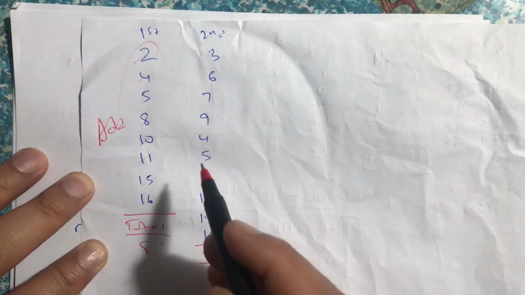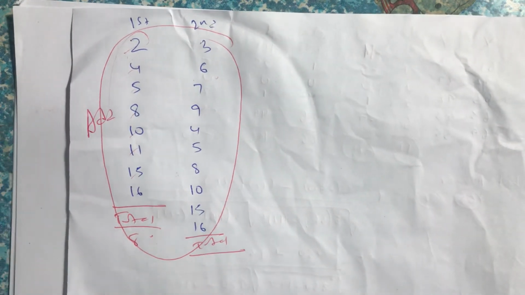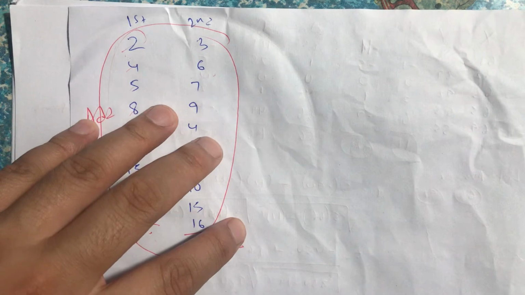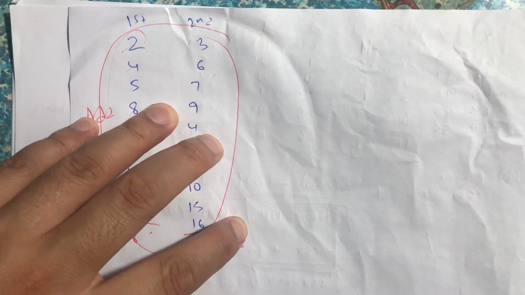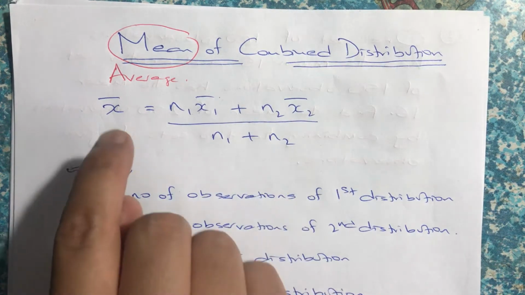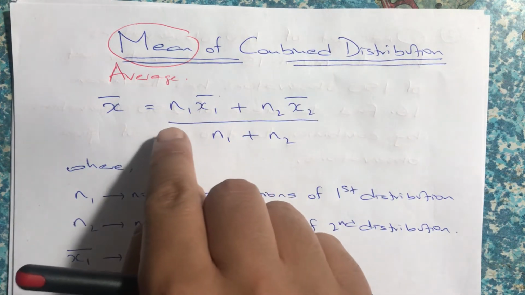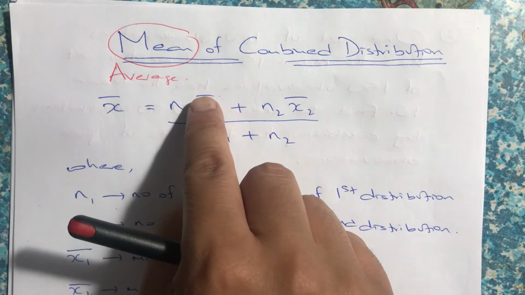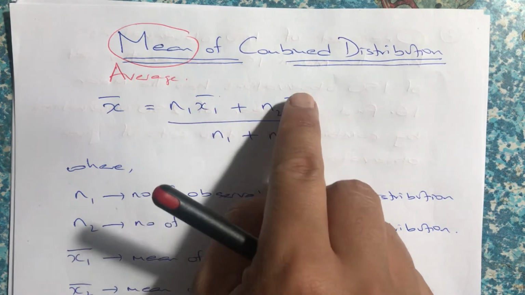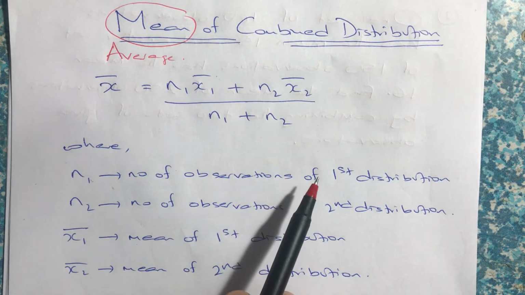But now if I want to find the mean of the combined observations, like I have the first set of observations and the second set of observations, and I want to find the mean of such a combined distribution, then we have a formula which we can apply to get the answer. So over here, x bar stands for the average or the mean of the combined distribution. Now the formula is n1 x1 bar, and bar indirectly means mean, plus n2 x2 bar divided by n1 plus n2, where n1 means the number of observations of the first distribution.